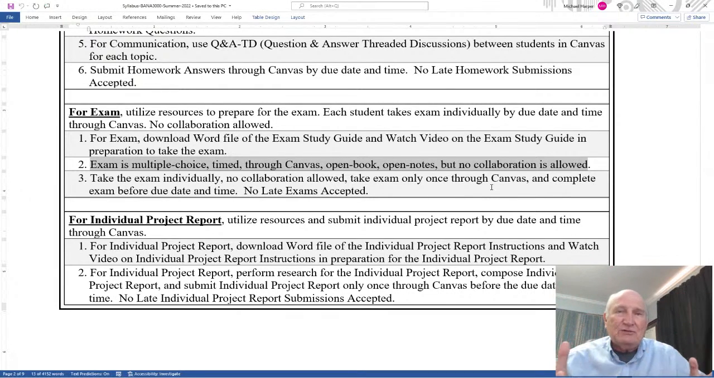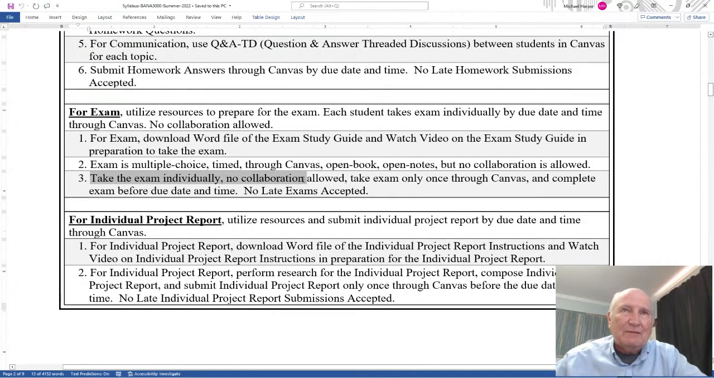Now, what I mean by open book, open notes: the exam study guide is part of your notes. The lectures are part of your notes. Your homework is part of your notes. You can have everything in front of you. A lot of the exam is deciding where to find the answer. Take the exam individually. No collaboration is allowed. Take the exam only once through Canvas and complete the exam before the due date and time.